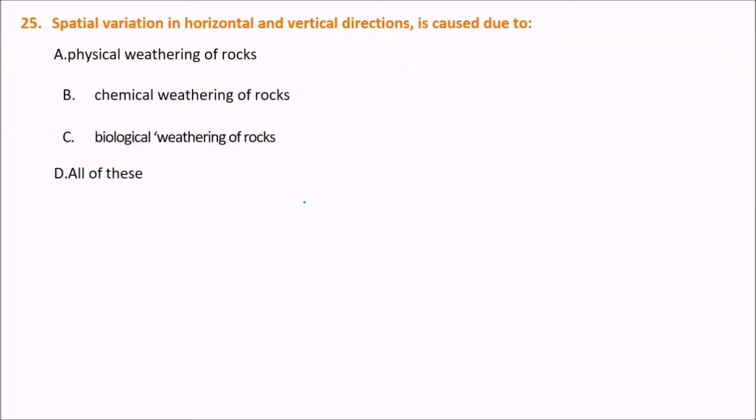Next, spatial variation in horizontal and vertical direction is caused due to what? What will be the answer? The answer is, of course, all of these: the physical weathering of rock, chemical weathering of rock, and biological weathering of the rock.